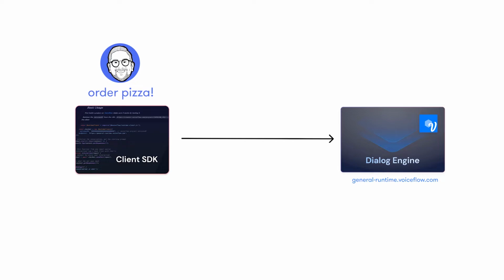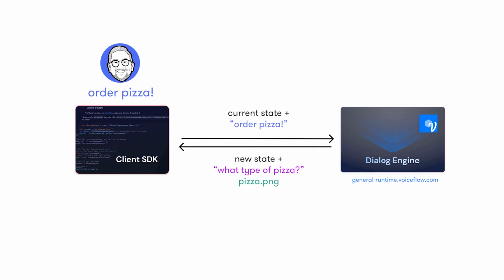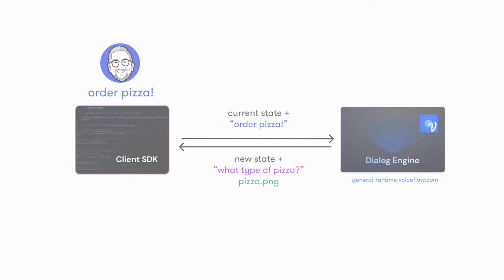It works like this. Each time a user interacts with your app, the Runtime Client makes an API request to Voiceflow's runtime engine, which figures out where to go next and what to say back. The request contains useful things like the user's current state and what they've said, and the response gives back a new state and a list of traces to act on.